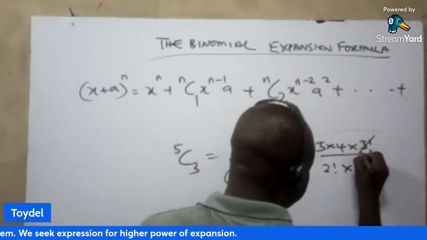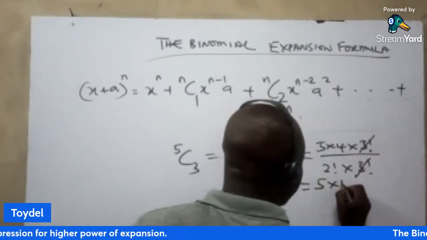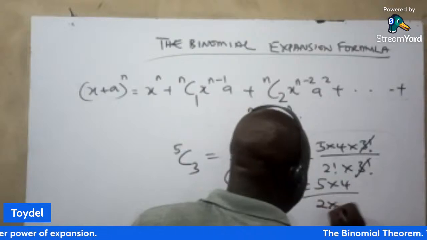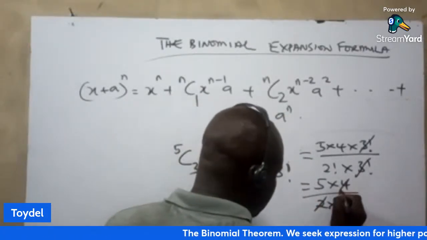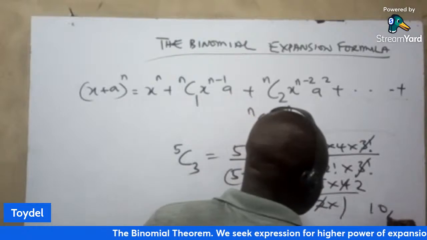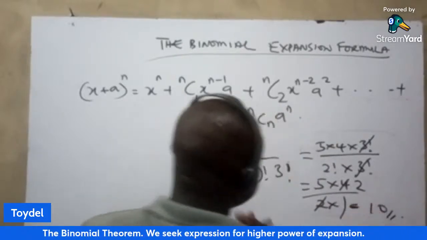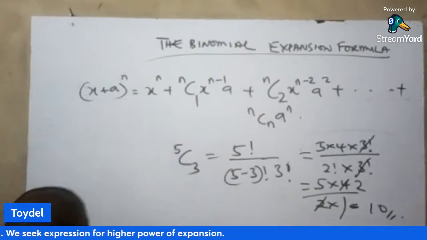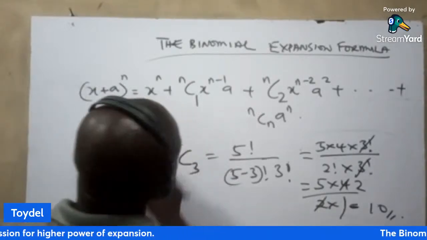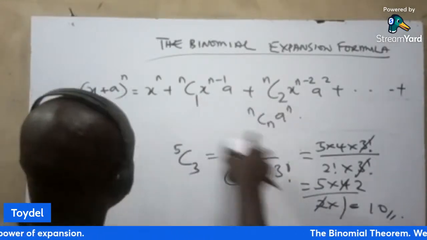3 factorial cancels 3 factorial. At the end of the day, I have 5 times 4 all over 2 factorial. What is 2 factorial? 2 times 1, because once we get to 1, that's the end of factorial. Then 2 over 2 is 1, so 5 times 2 is 10. That's what we are going to get. So that is just the simple analysis about combination. We are still going to talk about permutation and combination. Under this binomial expansion formula, this is what we generate.